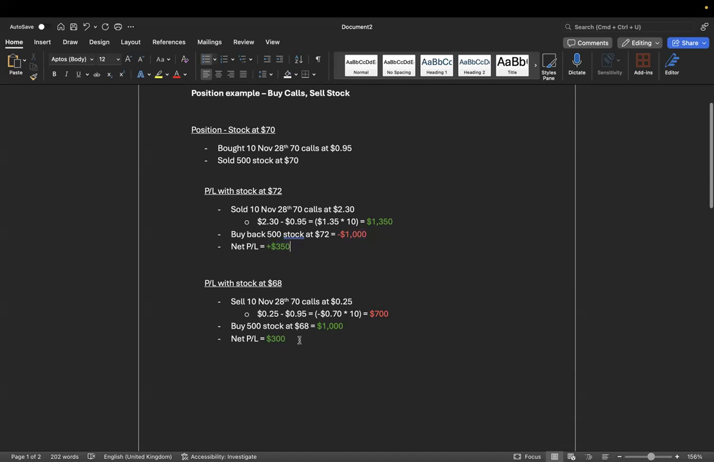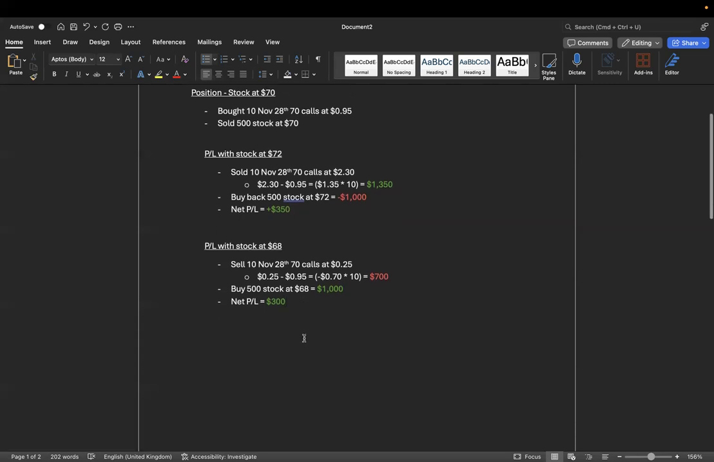And now to give you an idea, it doesn't matter whether it goes up or down, it just matters that it does go up or down. Here's the stock at 68, $2 below where we entered. Now we're going to sell out our long calls at 25 cents, and we're going to lose 70 cents on the calls we bought, and we're going to lose $700. But we're going to buy back the stock we sold at 70 at 68, and we're going to make $1,000. And we have a net profit of $300, and the stock went in the opposite direction. But we have a positive P&L because we are long the move, not the direction.